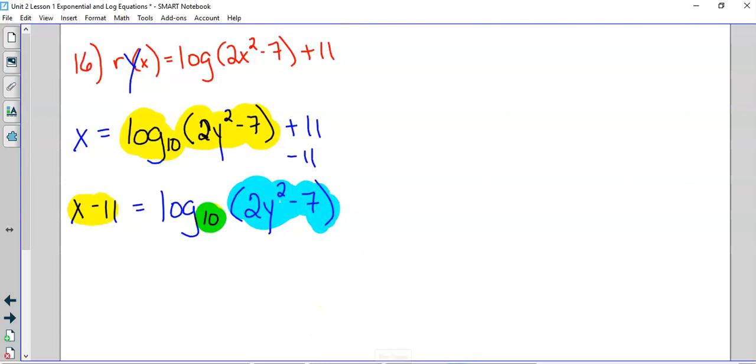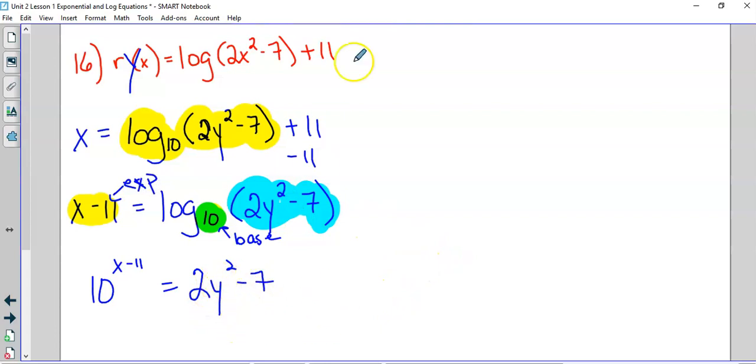Okay, so I'm going to rewrite this. And if you want to, you can switch it around. I'm not going to switch it around this time. 10 to the x minus 11 equals 2y squared minus 7. Okay, so 10 was the base, and you can make a little note if you want to. And then this is the exponent.